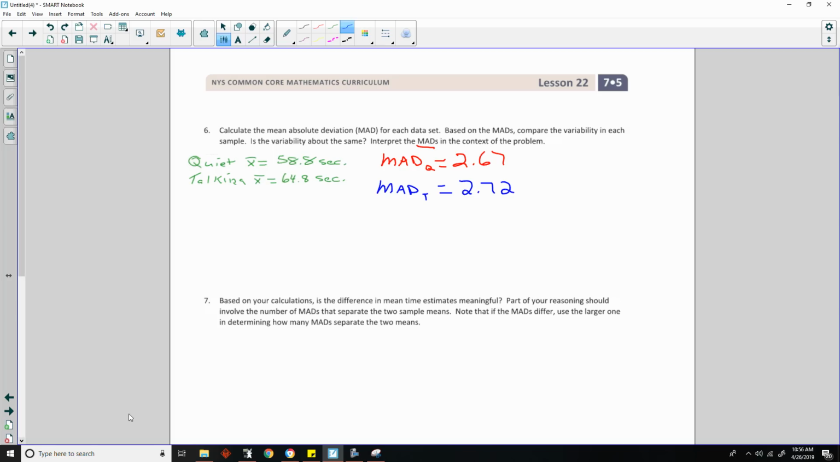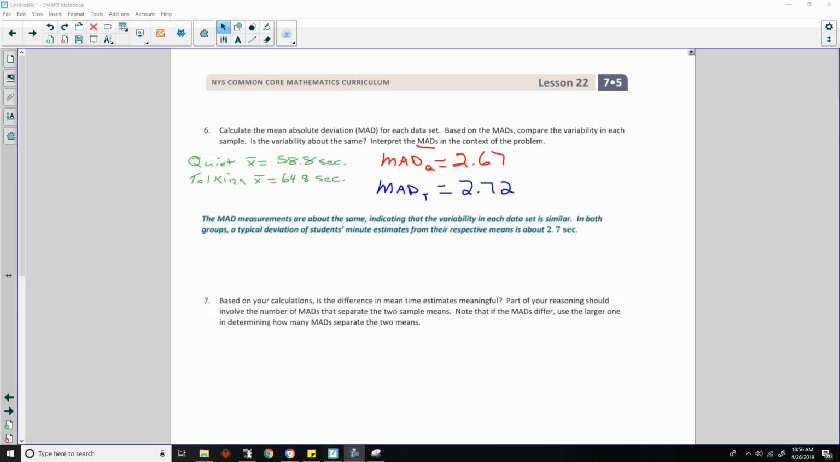Okay, so we found them, and then it says interpret the MADs in the context of the problem. Okay, so the mean absolute deviation measurements are about the same, indicating that the variability in each data set is similar. In both groups, a typical deviation of students' minutes estimates from their respective means is about 2.7 seconds, give or take 2 to 3 hundredths of a second.